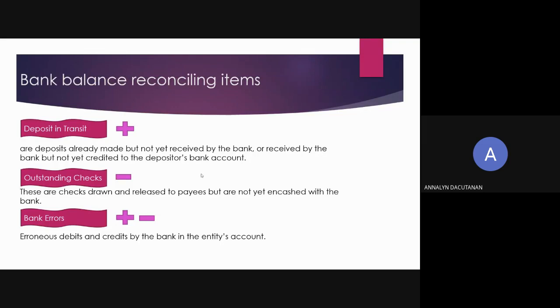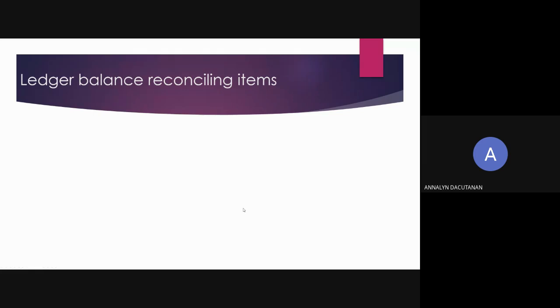Alright. So we're done with the bank balance reconciling item. Let's move on to ledger balance reconciling item or book balance reconciling item. Again, when you hear ledger balance, ito yung libro ni company. Ito yung mine-maintain na record ni company. If you are already owning a company, dito mo nililista lahat ng transactions mo sa ledger. Okay? So, we have four ledger balance reconciling item.